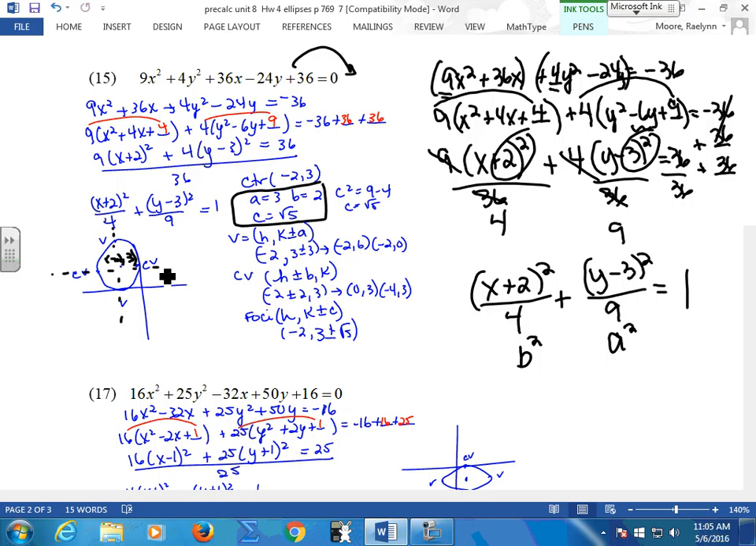My foci have to sit on my major axis. So because it's a radical, all I have to do is say negative 2, comma, 3 plus or minus radical 5. I can't resolve my radical 5. A and B you need to sketch. C is going to be your little foci inside of there. Good? Okay.